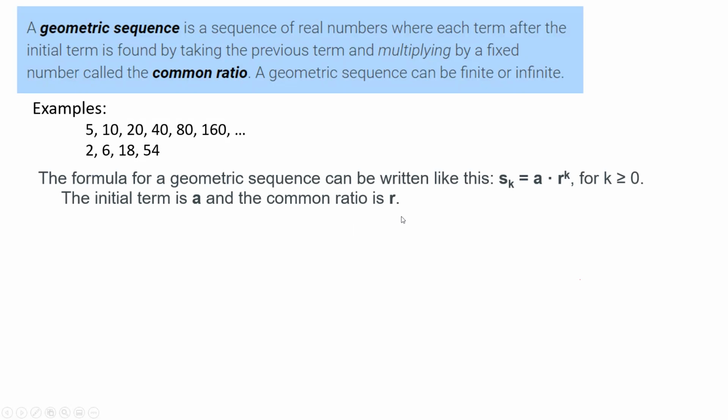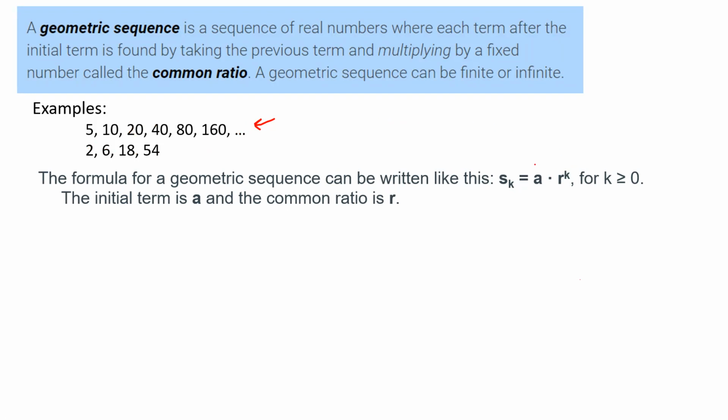Now, we have a formula that we can use to represent a geometric sequence, okay? And it would look like this. We have S sub k is equal to A times R to the kth. We're going to see some examples and see how this is true. But let's first of all look at this first example here.